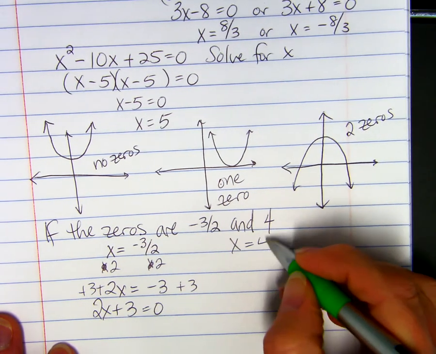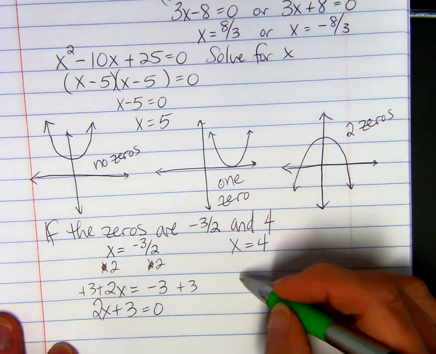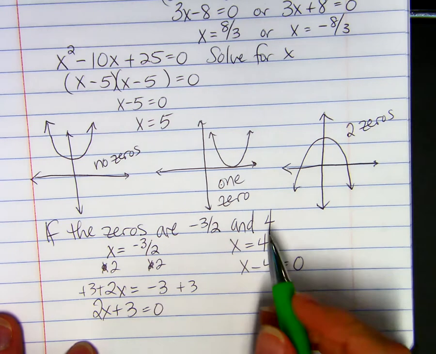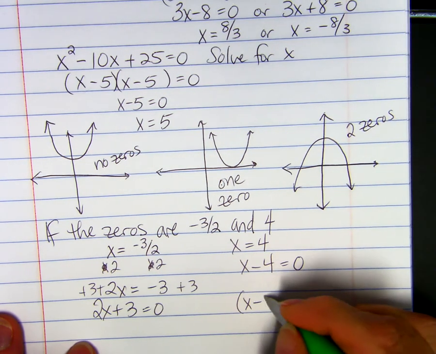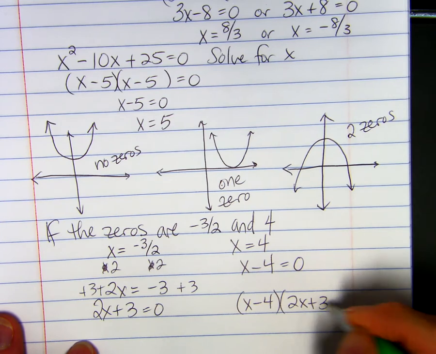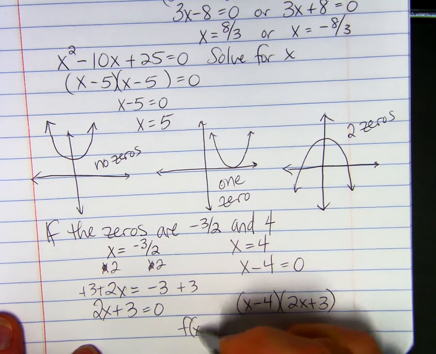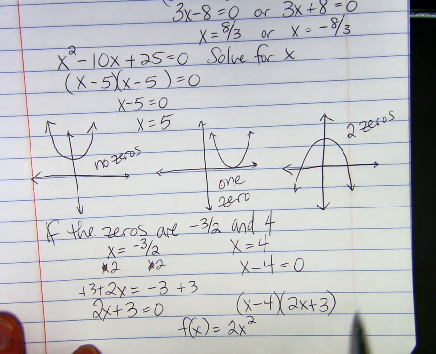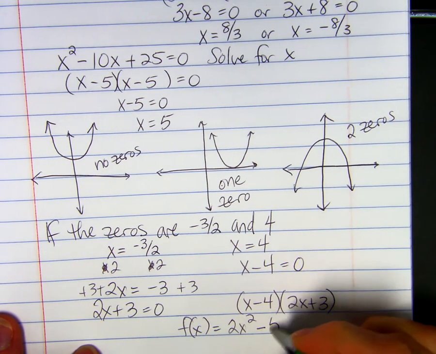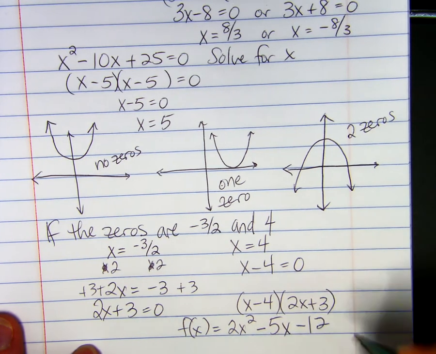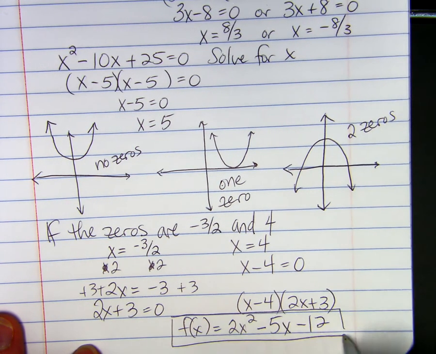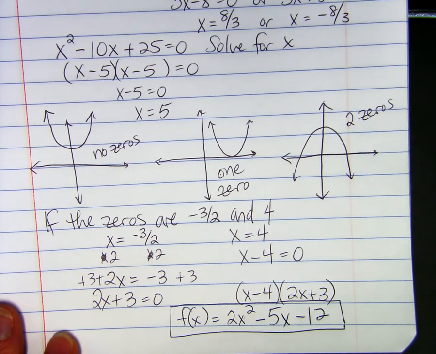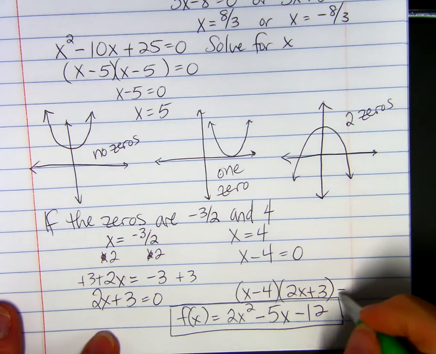The other one was x equals 4. We need a 0 here, so we subtract 4. x minus 4 equals 0. So we take our two factors, multiply them together, and we have our function. So f of x equals 2x squared minus 8x plus 3x, so minus 5x minus 12. And that is the function that has the two zeros that are negative 3/2 and 4. Whoops, I forgot to say equals 0.